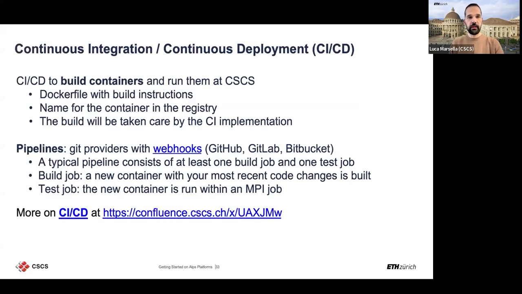We have the continuous integration, continuous deployment service available as well. So CI/CD, in short, allows you to build containers and run them at CSCS. You should provide a Dockerfile with the build instructions and then a name for the container in the registry. So the build process will be taken care of by the CI implementation. We have pipelines with webhooks, and the typical pipeline consists of at least a build job and a test job. So a new container with the most recent code will be built in the build step, and the test step will then run the container within an MPI job.